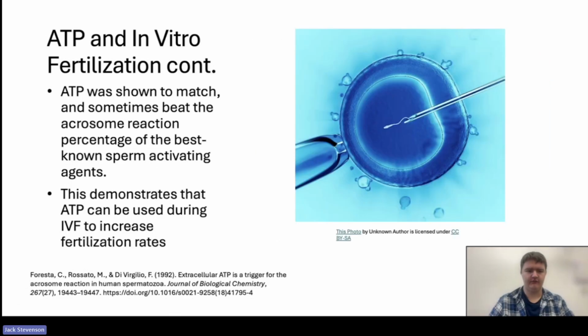And so during IVF, we have to mimic the conditions inside of the body to make sure that the acrosome reaction can occur properly, as well as the other reactions that have to occur. One study found that when the sperm were placed in a solution containing high amounts of ATP, that sperm had the highest rate of the acrosome reaction compared to their other solutions. And so this demonstrates that ATP can be used in combination with IVF to achieve the most successful results and the best rates of fertilization inside of the target cells.